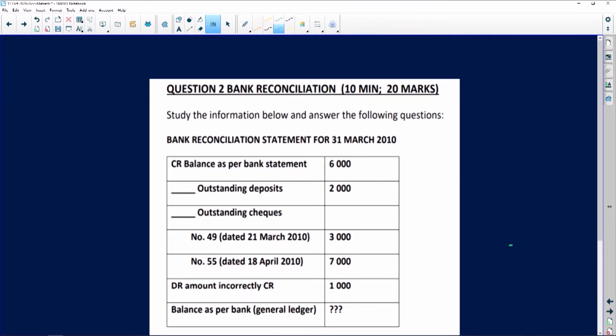Let's now tackle the second question on bank reconciliation. As you can see in front of your screens, you are given a bank reconciliation statement, and most of this seems already completed. I've got credit balance as per bank statement. I've got one outstanding deposit. I've got two outstanding checks. Then the next bit of information, debit amount incorrectly credited. And then balance as per bank general ledger is obviously missing.